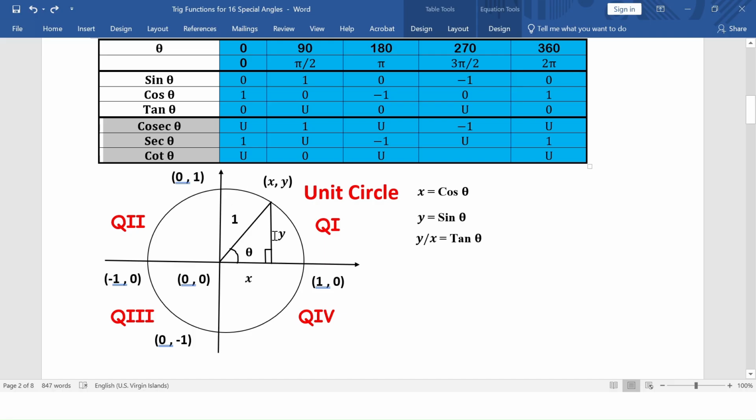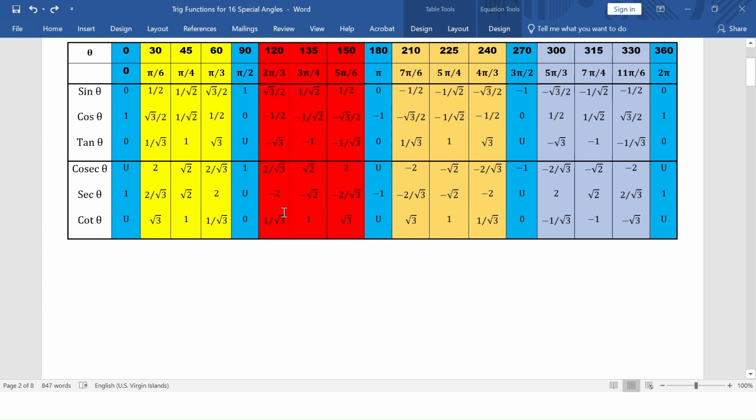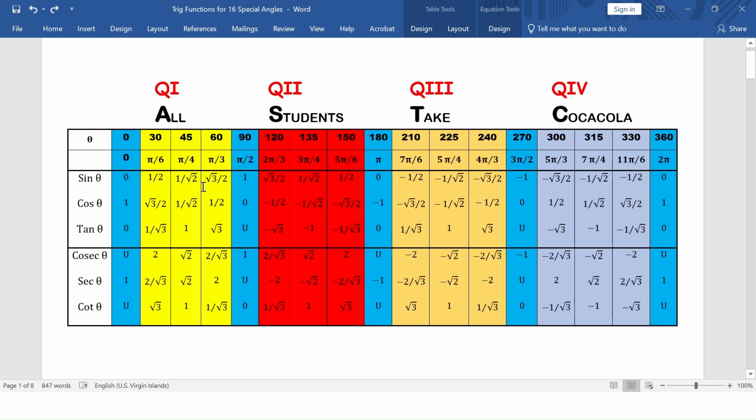Alright, so this is the idea about the four quarters. By the end of the day, we want to see how we can memorize or easily know these ratios for these 16 special angles, because we count 1, 2, 3, up to 17. That's 16, because the 17th, the 360, is a repeat. When you see the 0, it will be exactly the same as the 360. So there are just 16 special angles.